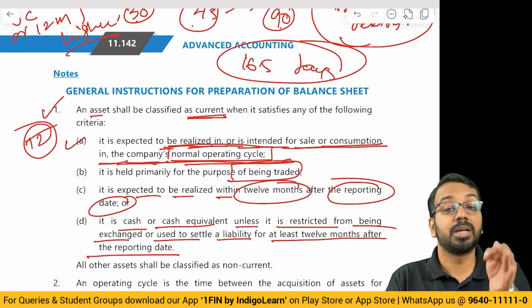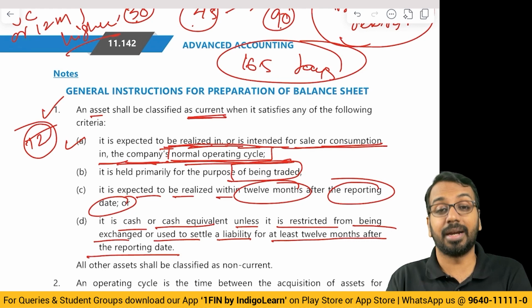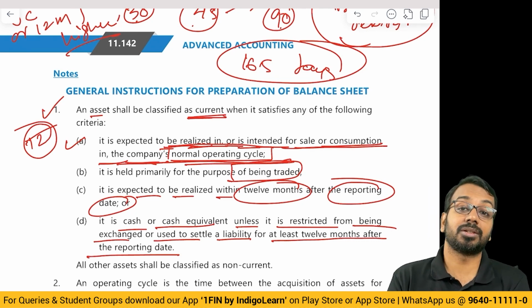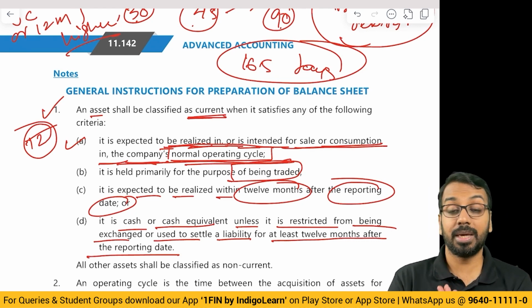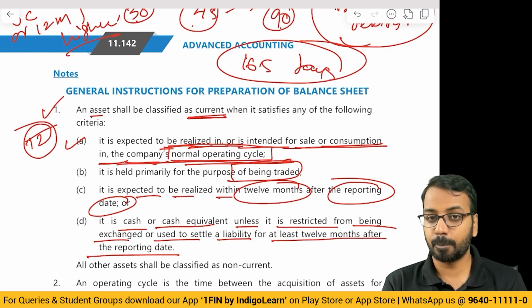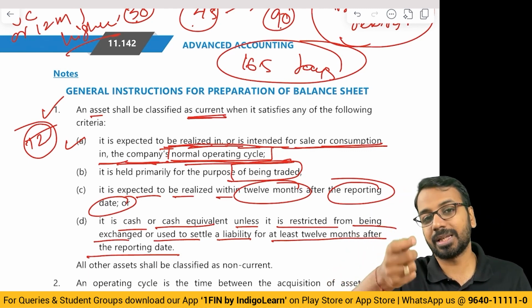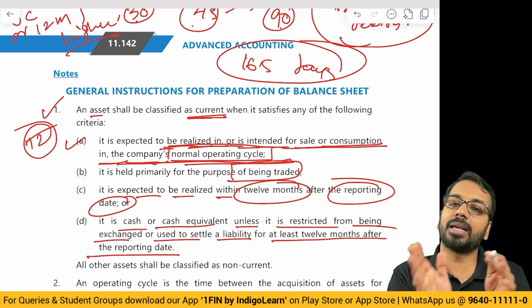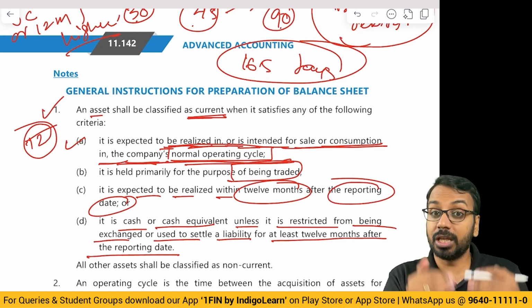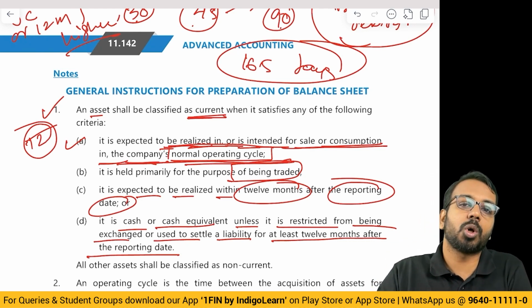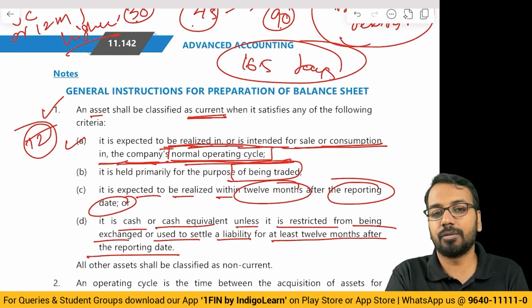What does this mean? Cash and cash equivalents are always current except if there is a restriction. So what could be the restriction? Maybe I have a foreign subsidiary or a foreign branch. As per the rules of that country, I cannot bring the cash back to my country till the time I wind up the operations. So there is some restriction. Okay, so unrestricted cash and cash equivalent is always current.